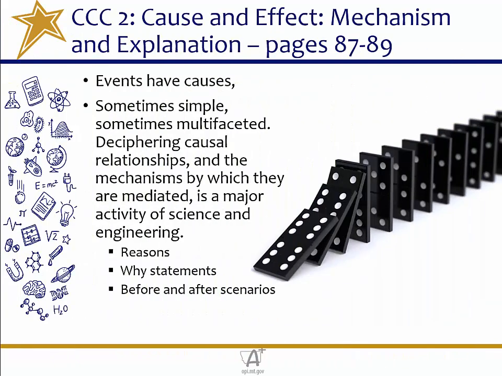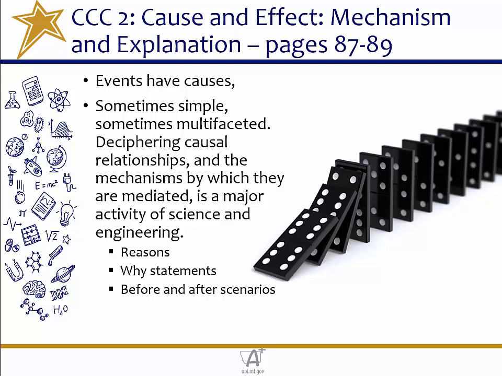So the second cross-cutting concept is cause and effect, mechanism, and explanation. A summary statement for this one would be that events have causes, sometimes simple, sometimes multifaceted. Deciphering causal relationships and the mechanisms by which they are mediated is a major activity of science and engineering. Cause and effect can sometimes end up being a big umbrella. So much of science relies on the idea of cause and effect.